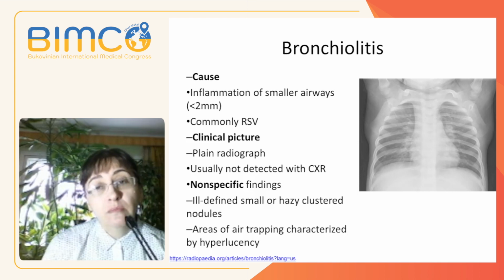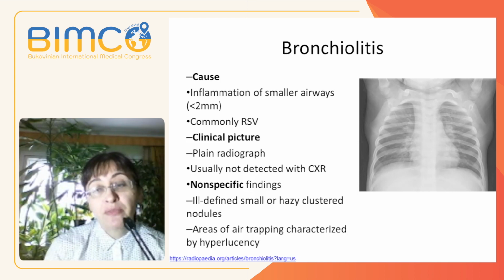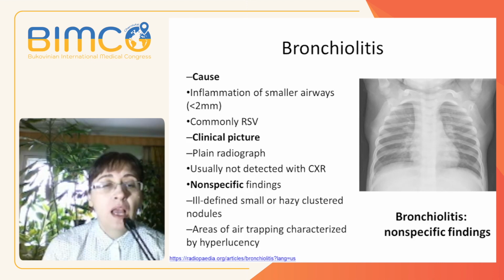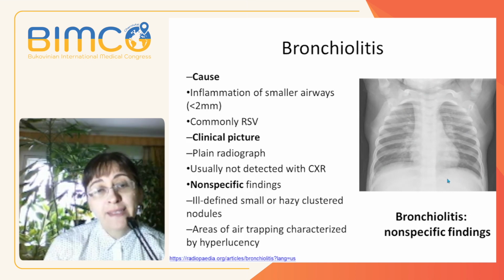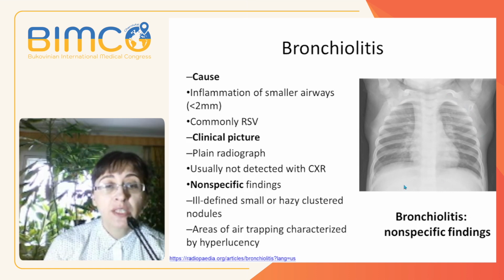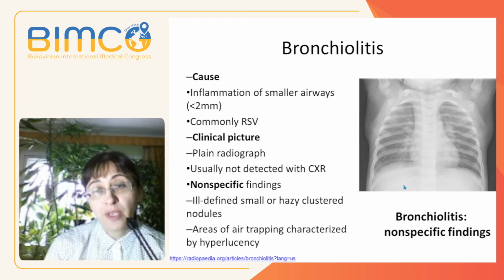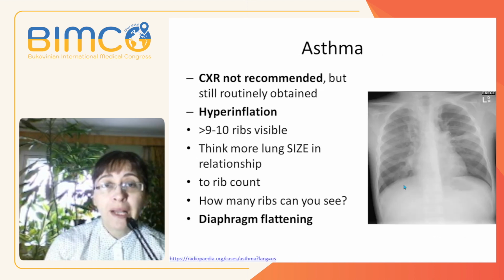So the bronchiolitis chest X-ray findings are mostly non-specific. And what we may observe in this chest X-ray of the child. First of all, ill-defined small or hazy clustered nodules on both sides and areas of air trapping characterized by hyperlucency, hyperinflation of lungs. But as well as in asthma, in bronchiolitis, chest X-rays are not recommended, but unfortunately are still routinely obtained.